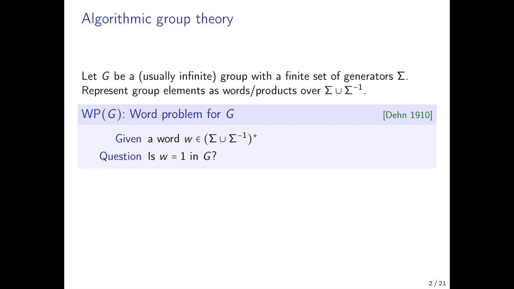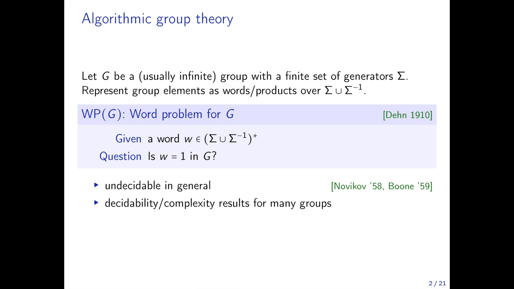The most basic problem in algorithmic group theory is the word problem. Here the question is whether a given word W over sigma and its inverses is equal to 1 in the group. This problem was first introduced by Max Dehn in 1910. It is known that this problem is undecidable in general, which was already shown in the 50s, but for many groups and classes of groups, there have been decidability and complexity results.